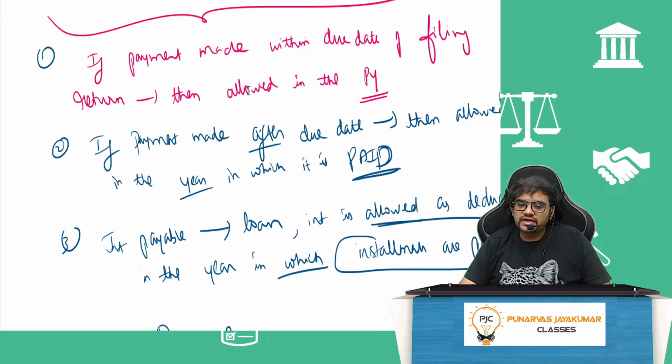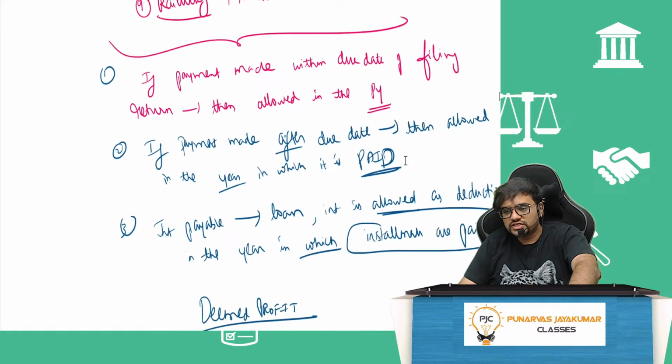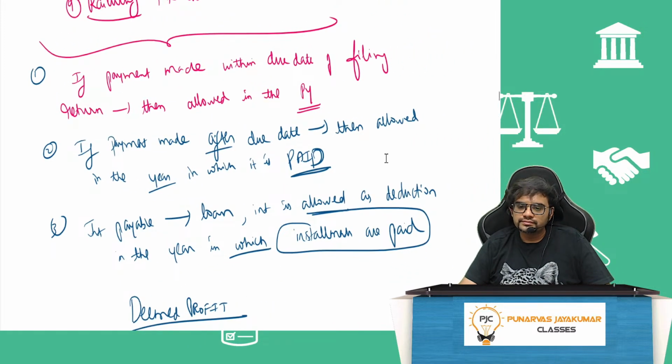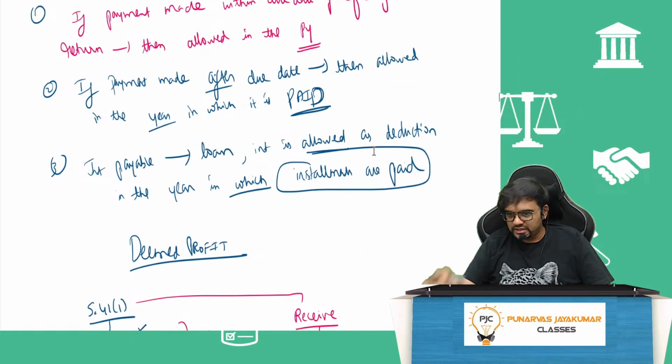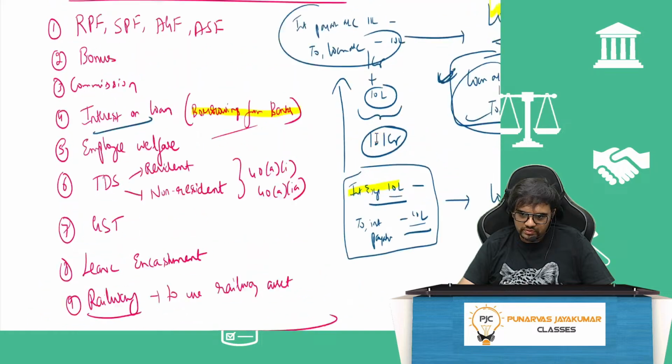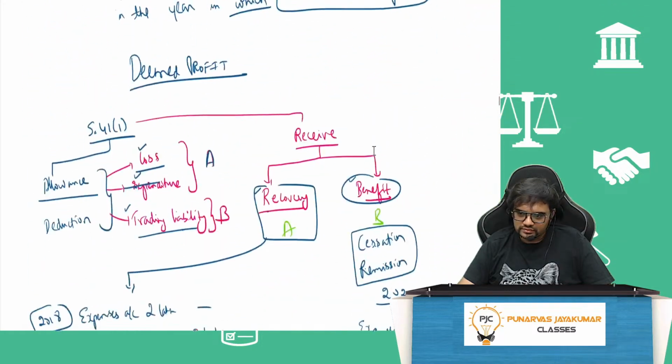If payment is made within the due date of filing the return, then it is allowed in the previous year. If it is after the due date, then it is allowed in the year in which it is actually paid. Interest payable on the loan is allowed as a deduction in the year in which the installment is paid. That is regarding that. Simple. 43B is a simple section.